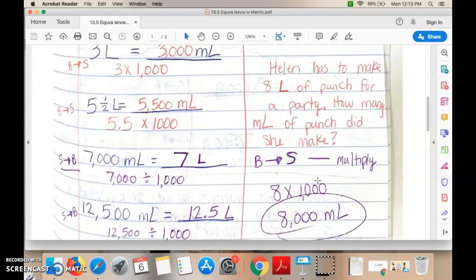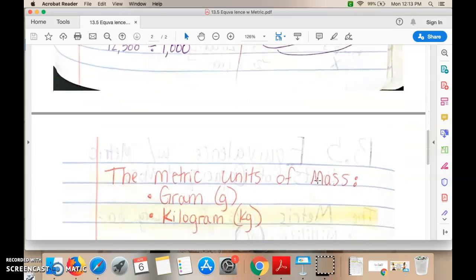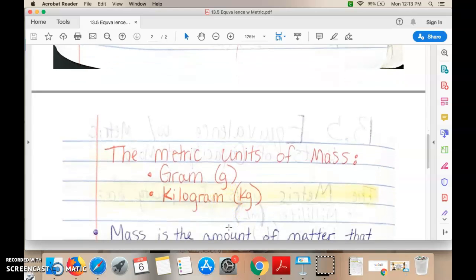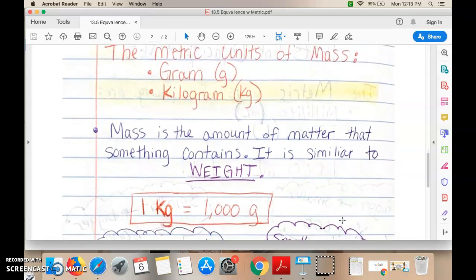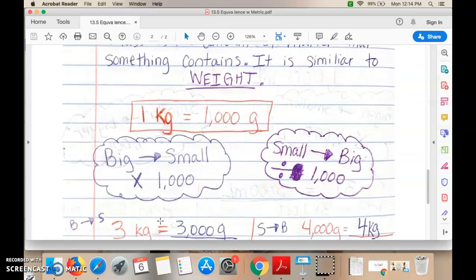Okay, another metric unit for mass would be grams and kilograms. Okay, so mass is the amount of matter that something contains. It's similar to what we call weight. Okay, so when we're thinking about mass, 1 kilogram equals 1,000 grams. So here, the kilogram is the bigger unit of measurement. Okay, the grams are smaller. So 1,000 grams is going to equal 1 kilogram.